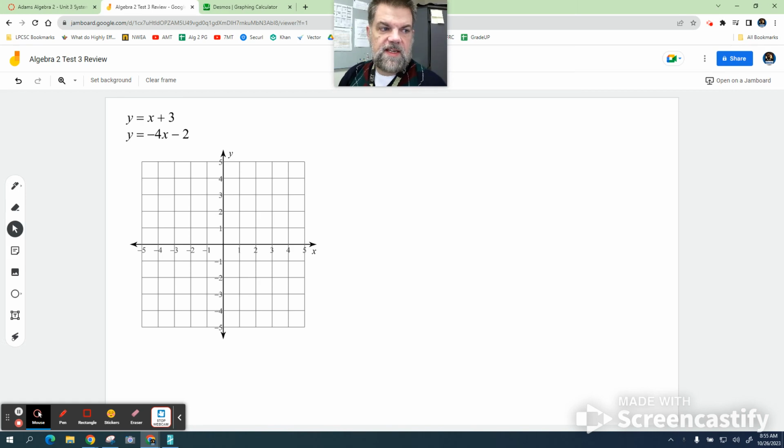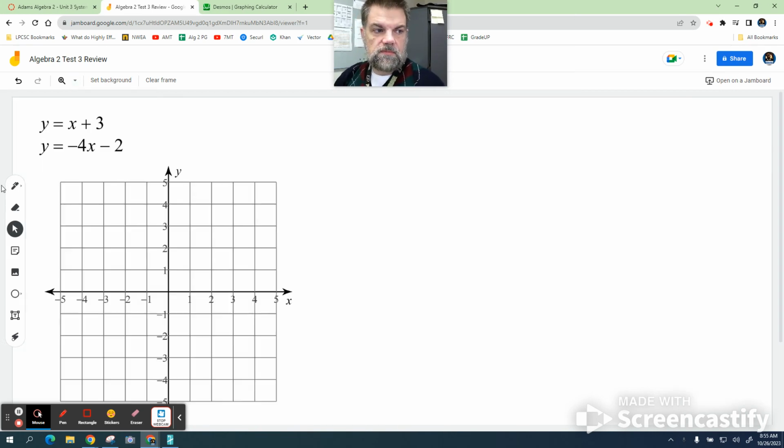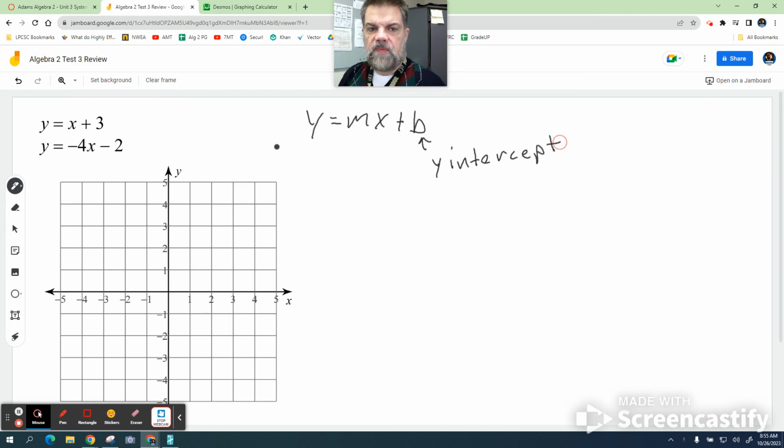This is more of the same. What are we doing here? Well, remember that this is written in the form y equals mx plus b, where b is the y-intercept, where it crosses the y-axis, and m, the number in front of the x, is the slope. That's your rise over run.